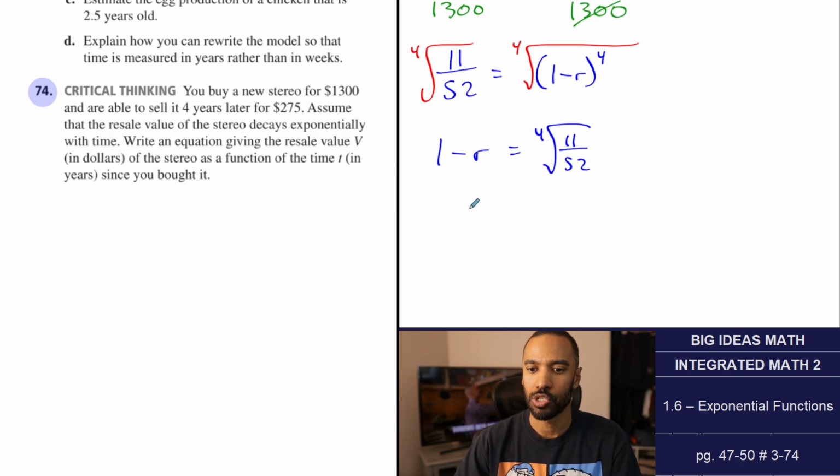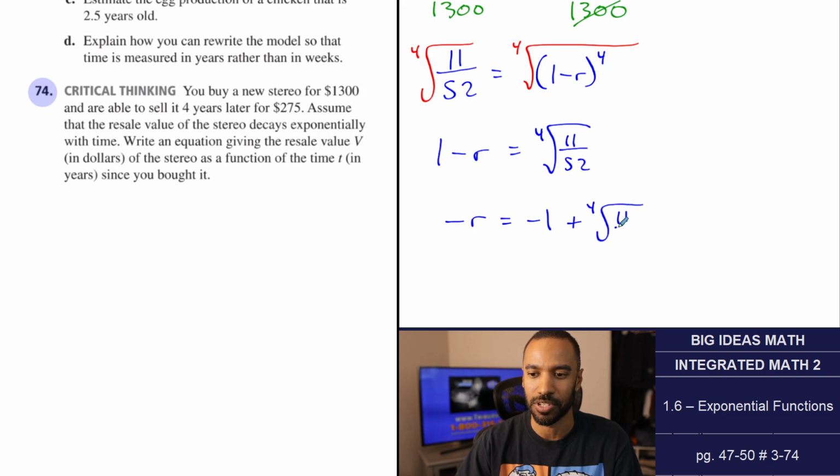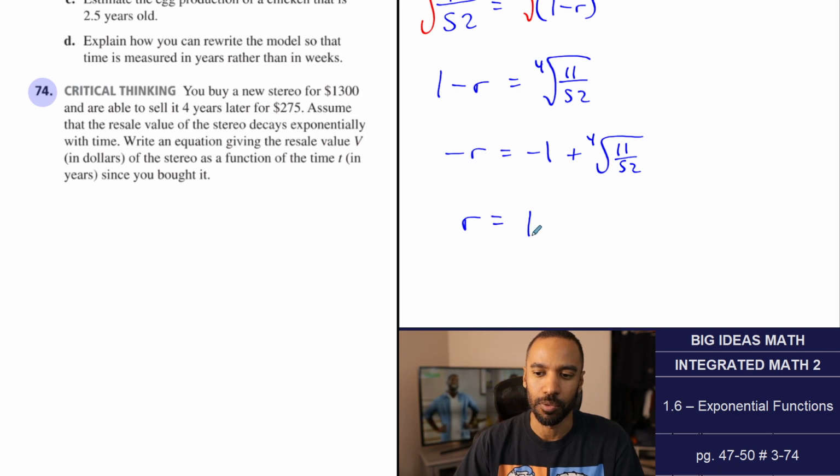I can subtract 1 from both sides and I'll get negative r equals the 4th root of 11 over 52 minus 1. Let's see. I probably didn't write this the way I should have written it. Negative 1 plus that. I probably should have left this on the other side. And then divide both sides by negative 1. I get r equals 1 minus the 4th root of 11 over 52.